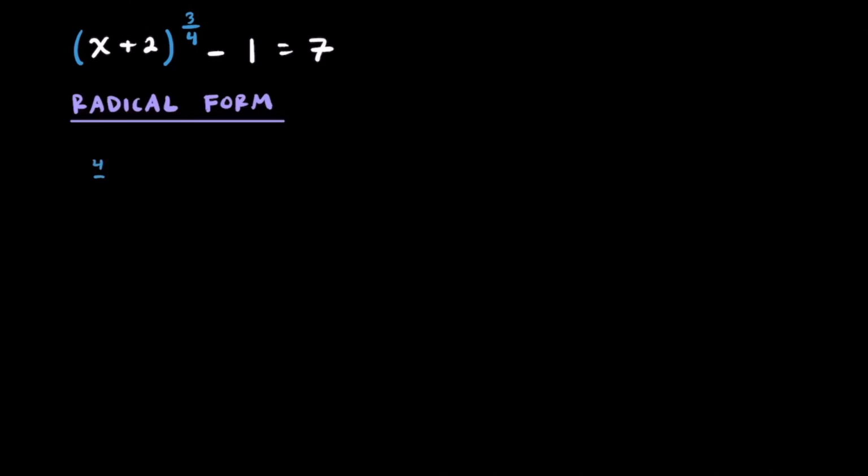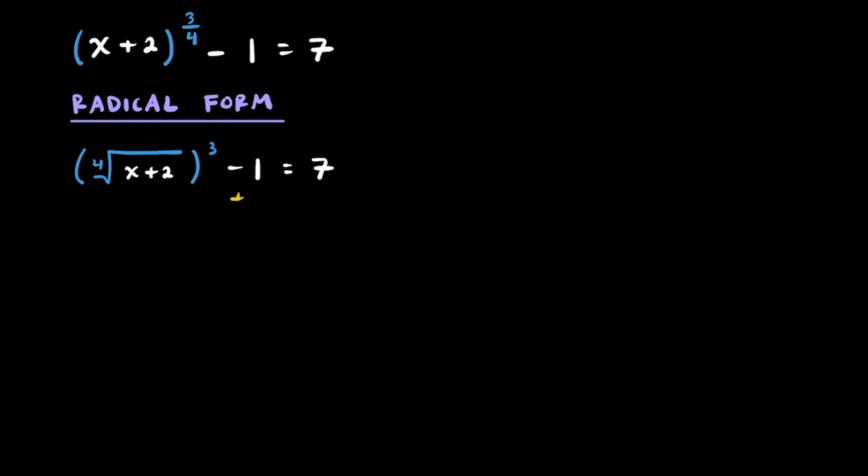Here's the second example. We have the quantity of x plus 2 raised to the 3/4 power minus 1 is equal to 7. If we were to solve this using radical form, keep in mind that this is the same thing as the 4th root of x plus 2, all raised to the 3rd power, minus 1 is equal to 7. Remember that the denominator of 4 is always the index, and the numerator of 3 will be the exponent.